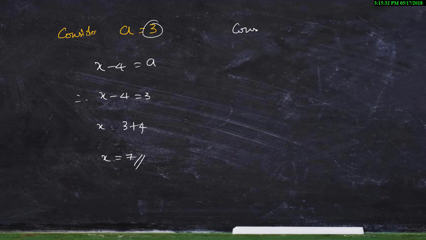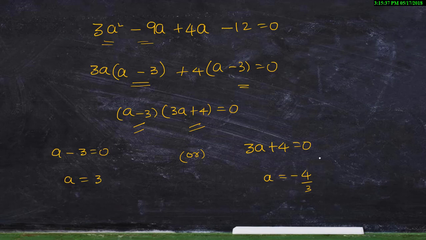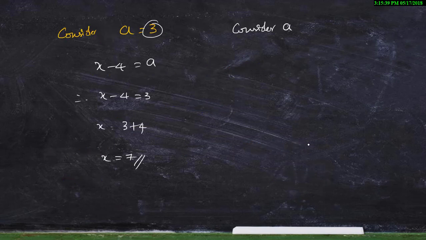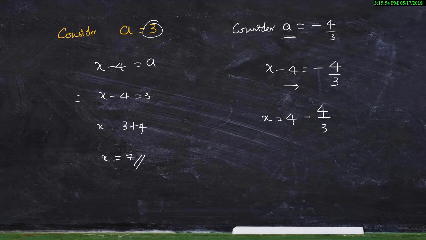Similarly, consider a is equal to minus 4 by 3. Yes, minus 4 by 3. And what is a here? We got x minus 4. x minus 4 is equal to minus 4 by 3, and the minus 4 will go to that side, it will become plus 4. 4 minus 4 by 3, 3 fours are 12, 12 minus 4 is 8. x is equal to 8 by 3. x is equal to 7 or x is equal to 8 by 3.